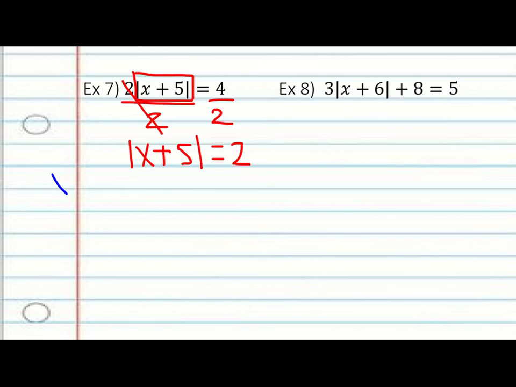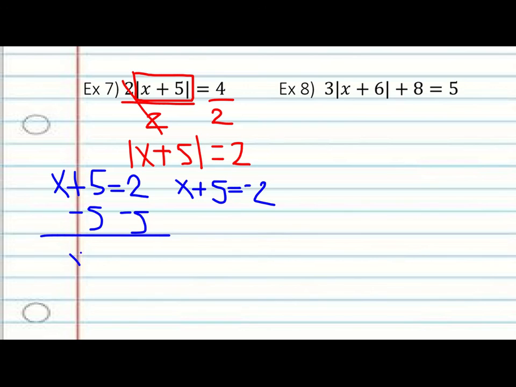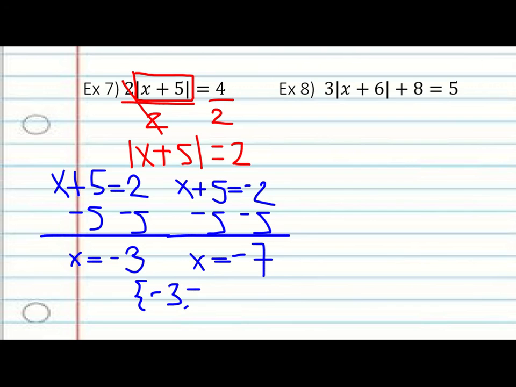So I'm going to say the inside, x plus 5, is equal to 2, or the inside, x plus 5, is equal to negative 2. And then I solve each equation. So I'm going to subtract 5 on both sides. So x is negative 3. And then the second equation, I'm still subtracting 5, but the one number is different. So negative 2 minus 5 is negative 7. So our final answer in the brace is negative 3, negative 7.